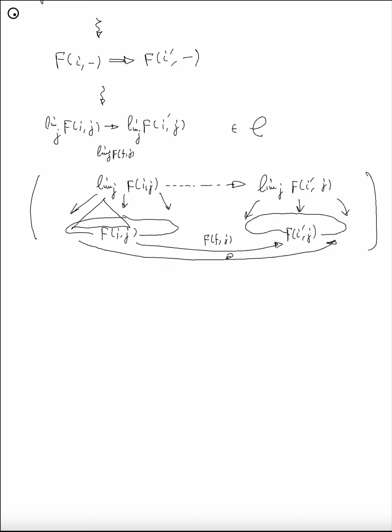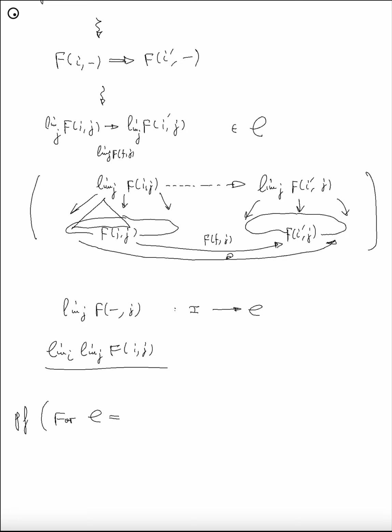And so what is this telling us? This is telling us that you could regard this as a functor. And we denote by this the limit of this functor. Okay. Let's prove this result.